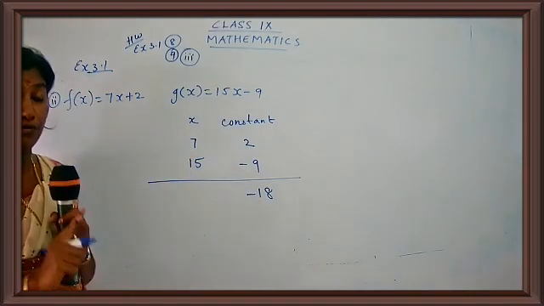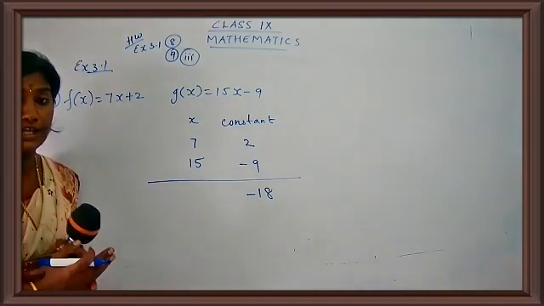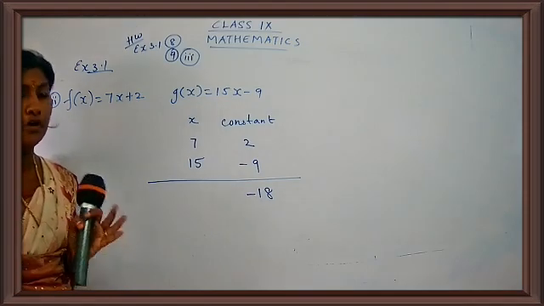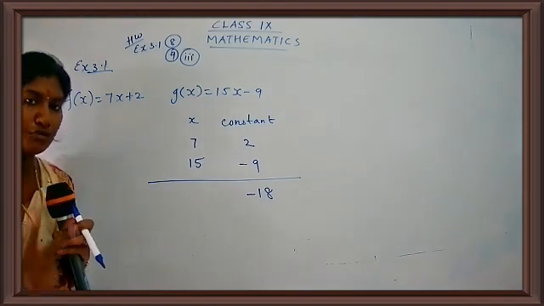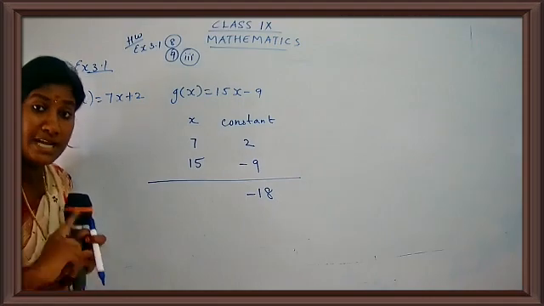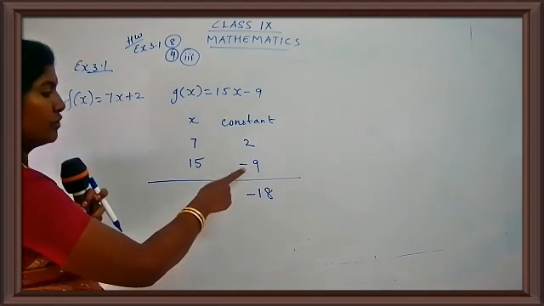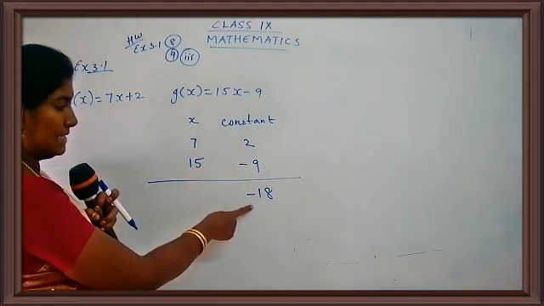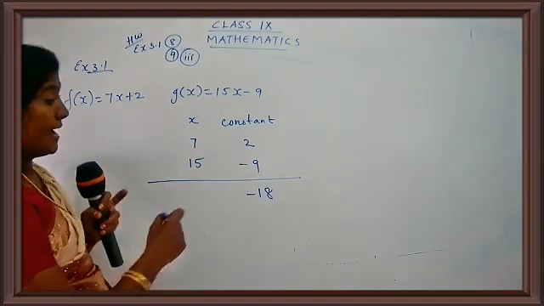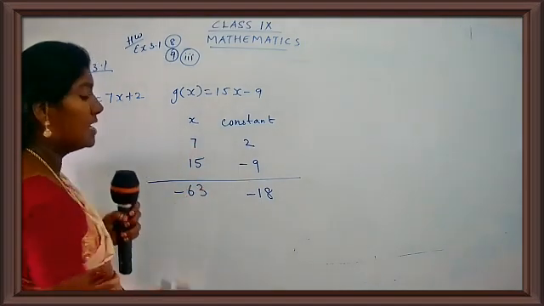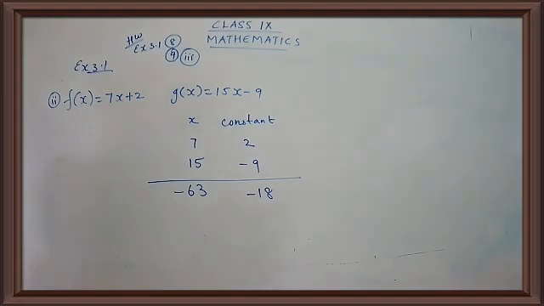Minus 9 into 7. I have told you, when you go for the multiplication, you don't need to see the sign. You have to just count the number of signs. If you have 2, it means positive. If you have 1 negative, it means the answer is going to be negative. So minus 9 into 2, minus 18. Minus 9 into 7, minus 63. 9 sevens are 63. So it's minus 18, minus 63.